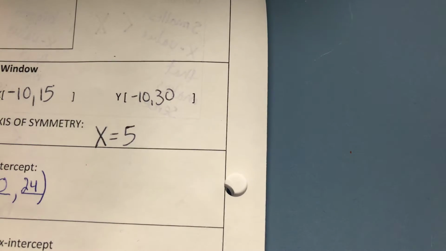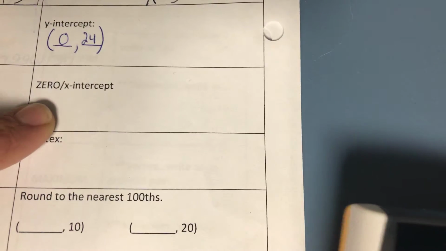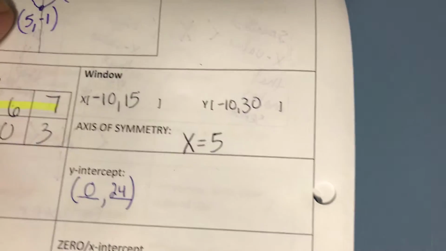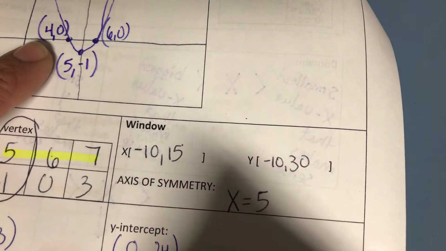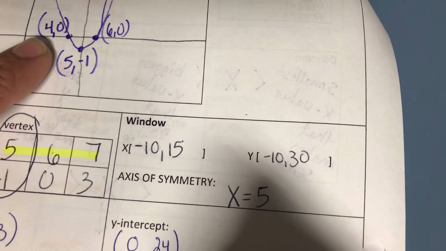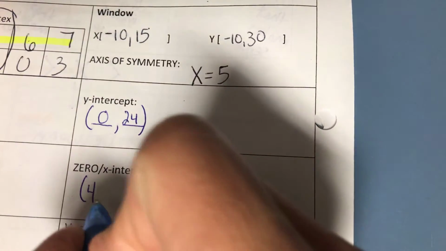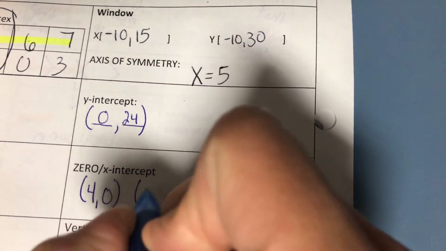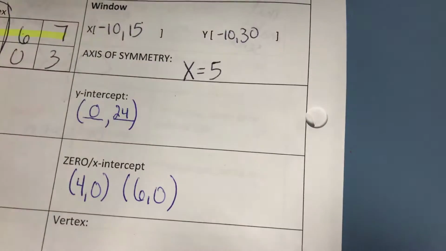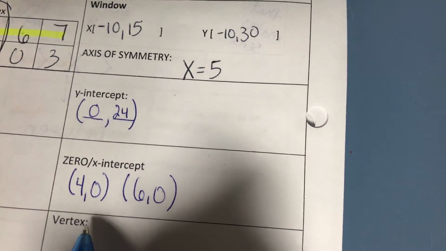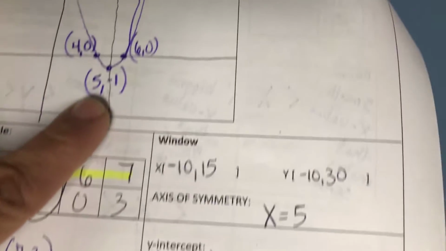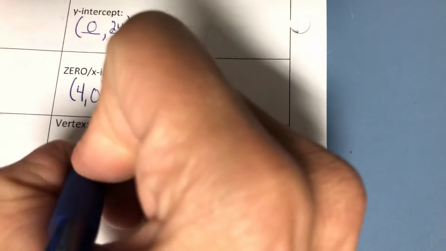All right, on the next one, let's find the 0 or the x-intercept. We already did this, so I'm not going to review that step with you. I'm just going to copy them here. X-intercepts have y as 0, so (4, 0) and (6, 0). The vertex we already found as well, so I'm going to copy that in there. My vertex was (5, -1).